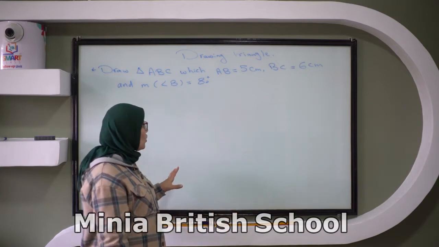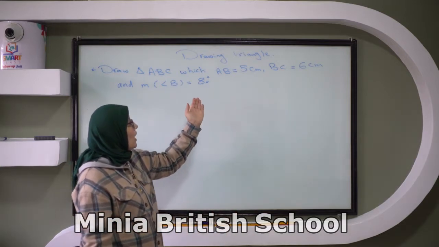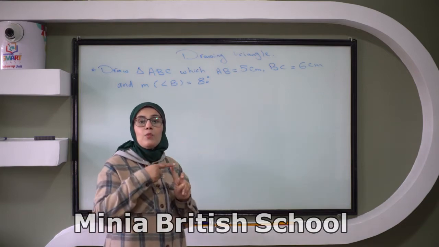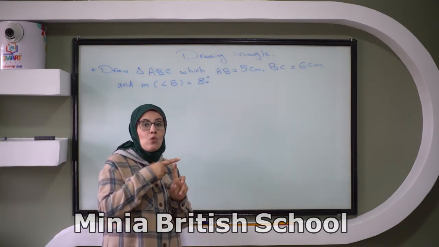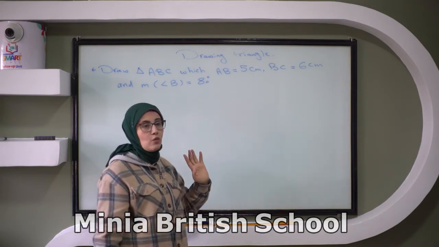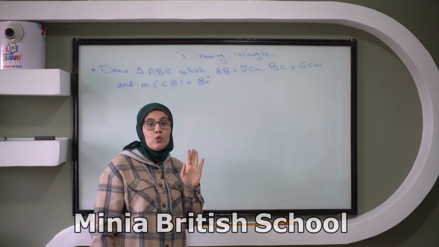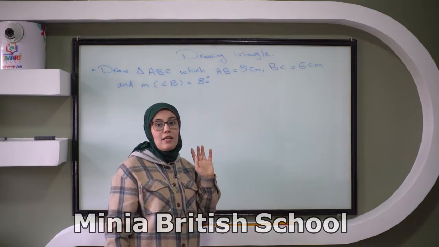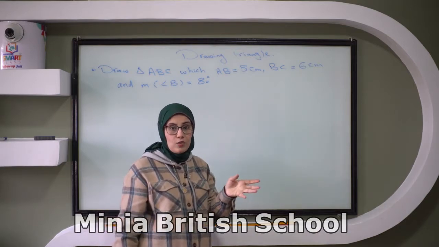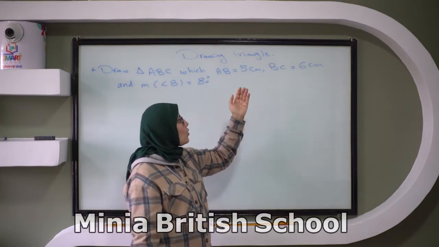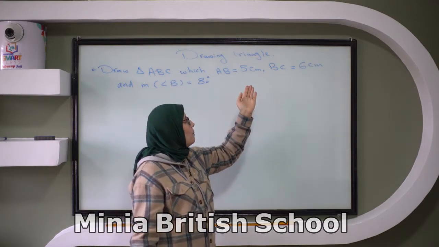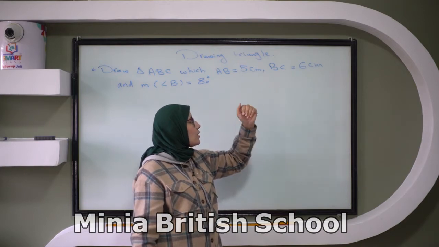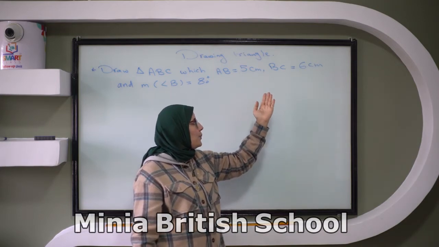Here, we will start. The first thing, we will look. We have two sides. The first step, we have to draw one side. Choose whichever one you like, but it will be best if you choose the largest one, the longest one. The longest one here is what? BC. BC is the longest. So I will draw BC.